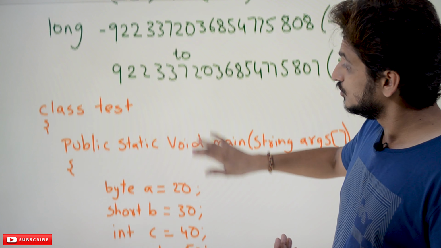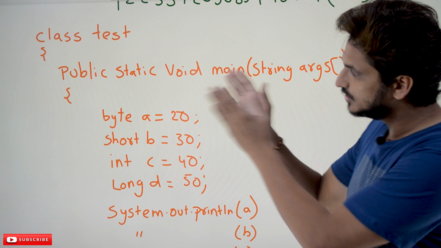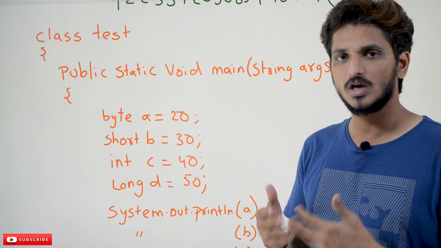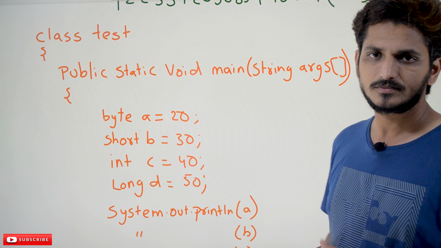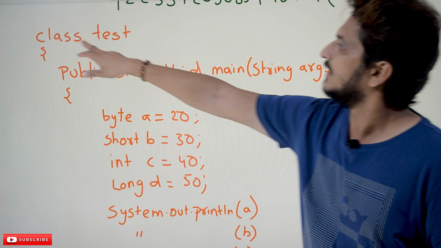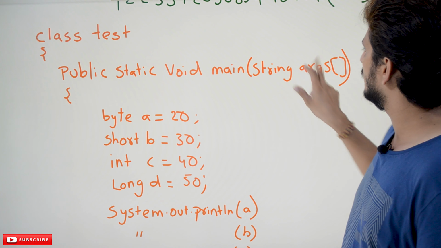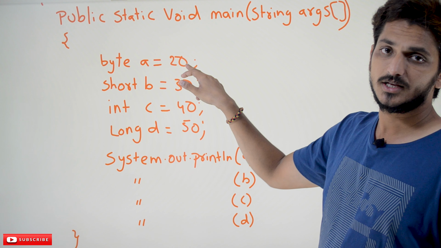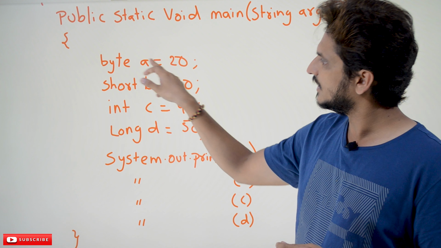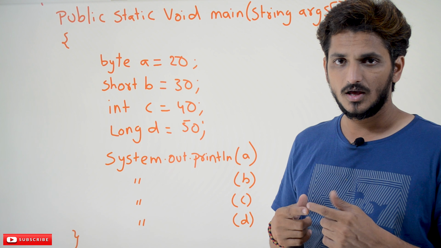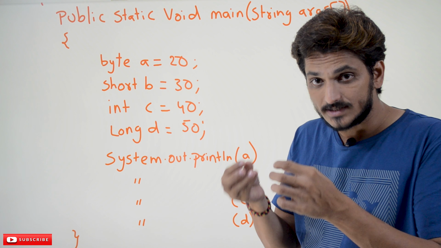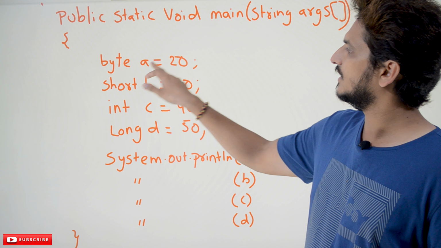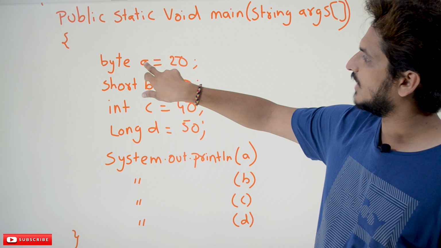If you are new to Java, please try to execute this program. Take a simple program and try to execute it in Eclipse IDE, which we are going to follow. So class Test, public static void main of String args. We have defined byte a is equal to 20. Here you have to understand byte a is a variable. We declared a variable and assigned a value to that variable in the same line. We can do it. So byte a is equal to 20. We assign the value 20 to variable a.